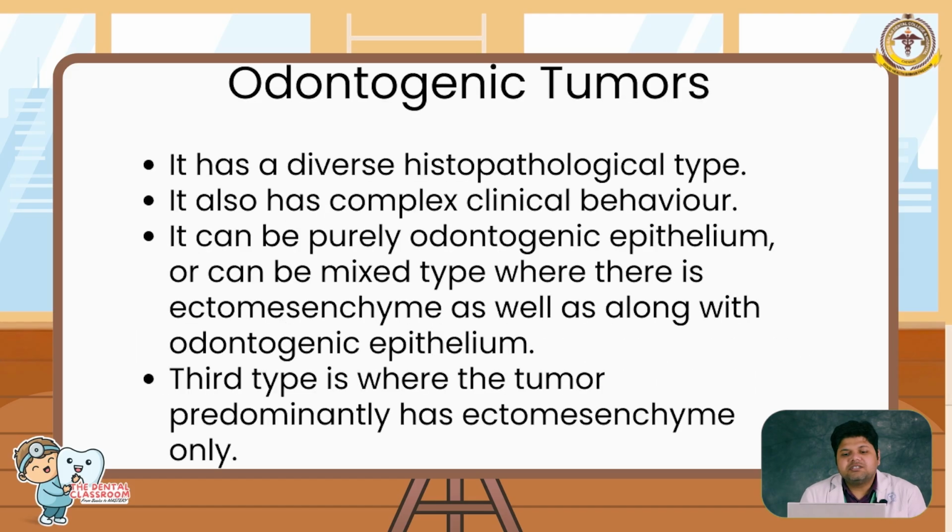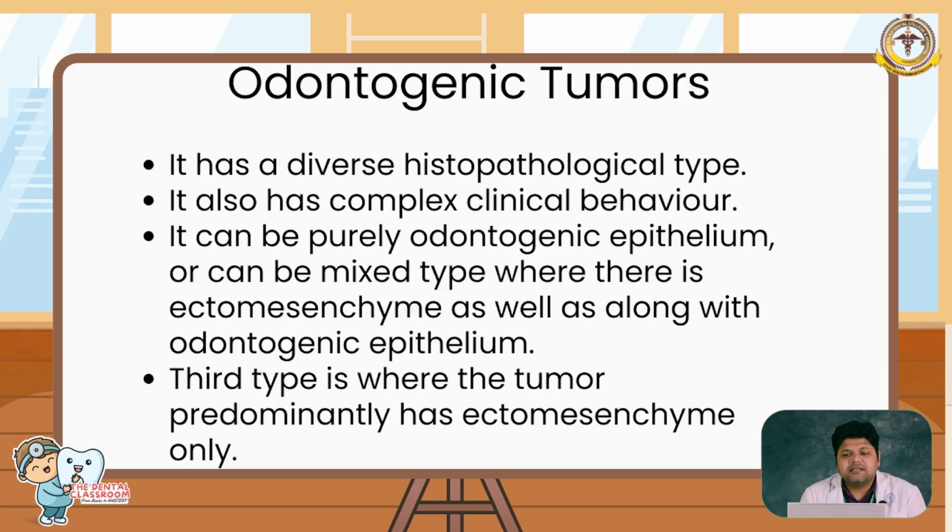Odontogenic tumors. These tumors comprise a complex group of lesions of diverse histopathological types and clinical behavior. There are tumors of odontogenic epithelium, mixed odontogenic tumors, that is odontogenic epithelium and ectomesenchyme, or tumors of odontogenic ectomesenchyme, which is predominantly ectomesenchyme. So three types are there.